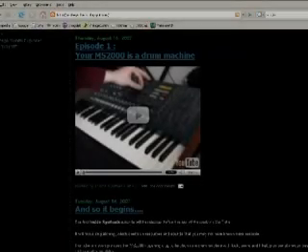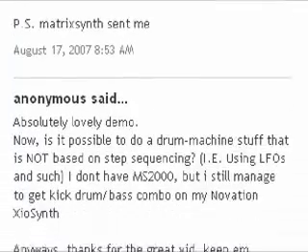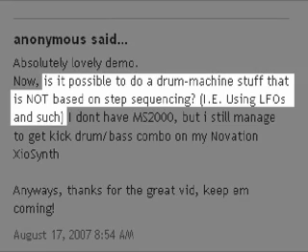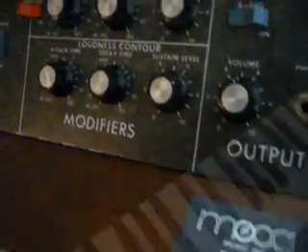In response to the first episode, which focused on the Korg MS-2000, Anonymous wrote in the comments, "Is it possible to do drum machine stuff that is not based on step sequencing, i.e. using low-frequency oscillators and such?" That's a good question. Most synthesizers don't have a mod sequencer like the MS-2000, so I'm going to show you how to trigger drum beats and melodic phrases using low-frequency oscillators instead. You can even use old, outdated synthesizers like this piece of shit.